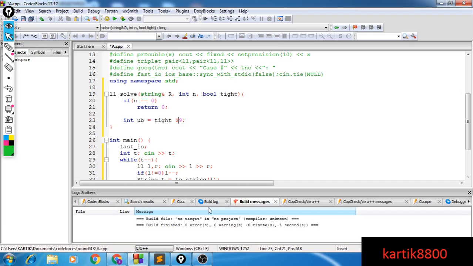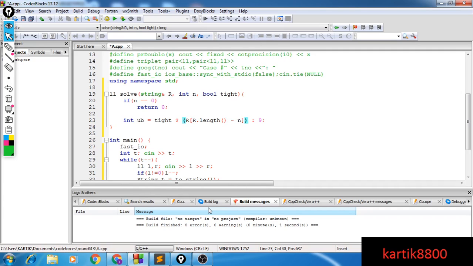If type is equal to 1, in that case I have to pay regard to R. I need to make sure that I don't put a digit such that I exceed R. I need to make sure that the number I am generating stays less than or equal to R. So what is the corresponding digit at R? The corresponding digit at R is R dot length minus n.